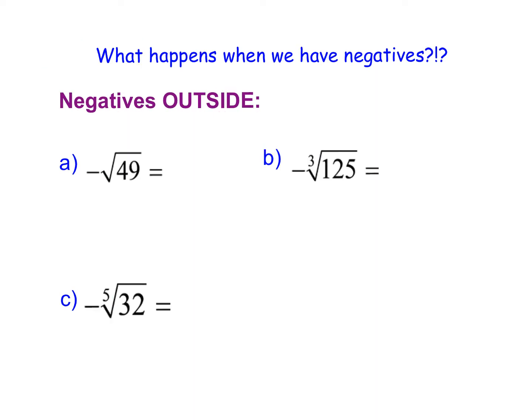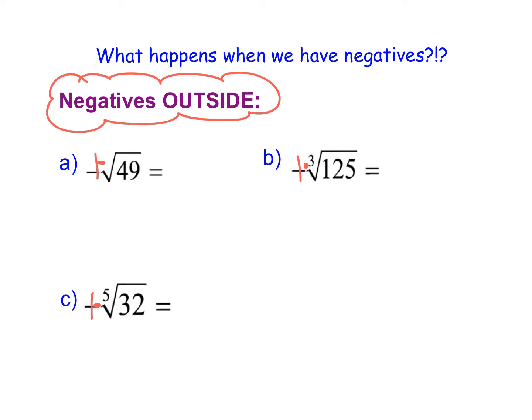So now that we've looked at negative numbers on the inside of roots, we're going to look at negative numbers on the outside of roots. And when we have a negative number on the outside, what that's really telling us is we have a negative 1 times the square root of 49, a negative 1 times the cube root of 125, a negative 1 times the fifth root of 32, and a negative 1 times the fourth root of 16.